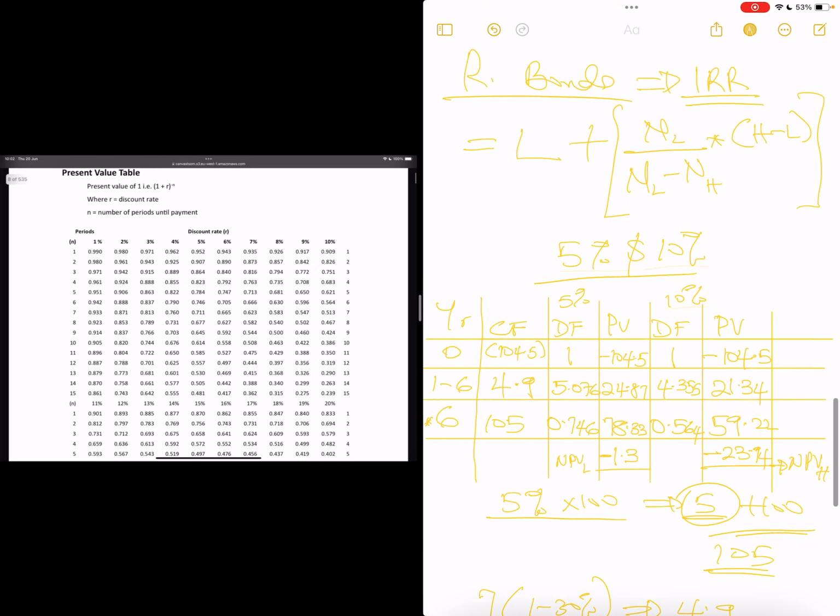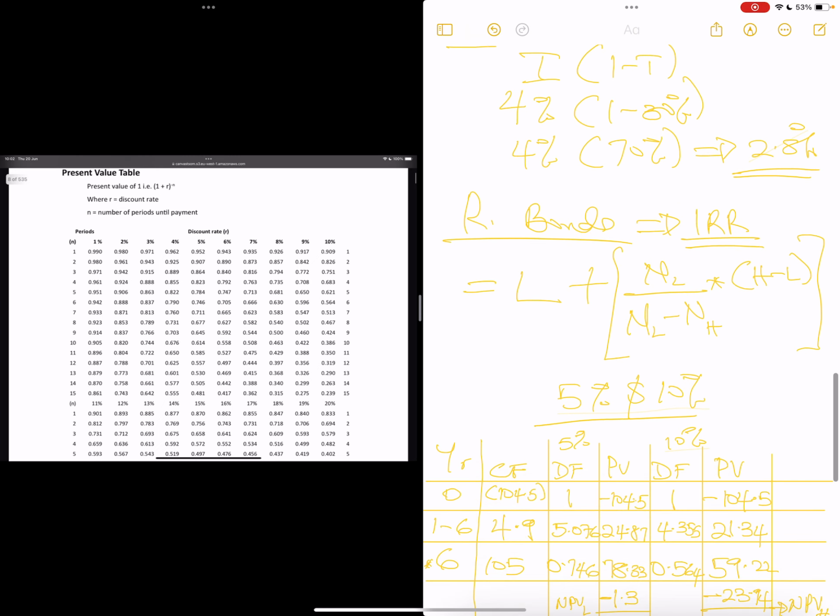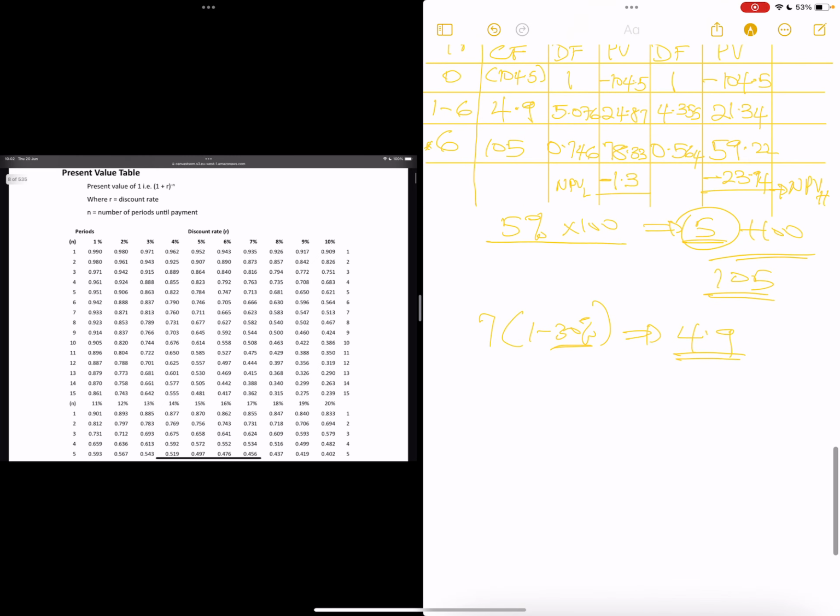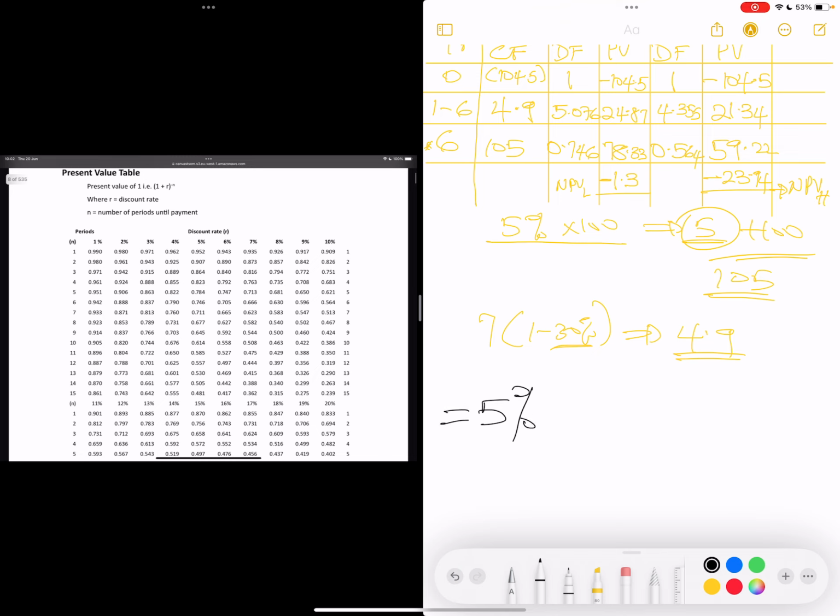Now we need to plug this data into our popular formula, this formula. That's what I'm going to do right now. So our lower rate is 5% plus NL, which is minus 1.3 divided by minus 1.3 minus into bracket minus 23.94, then multiply by 10% minus 5%.